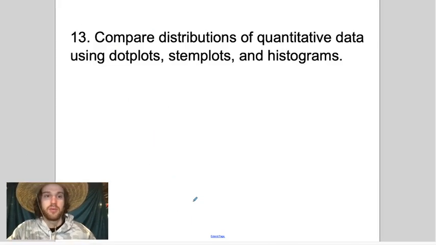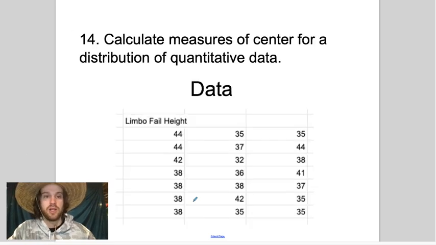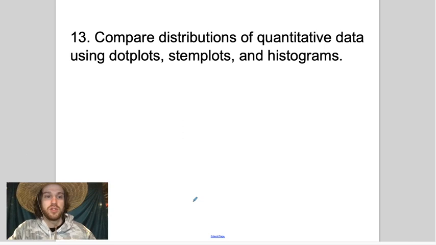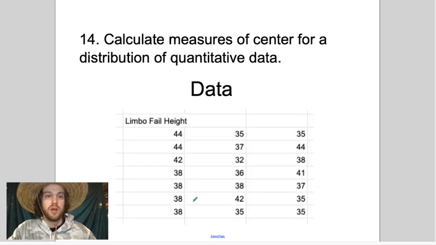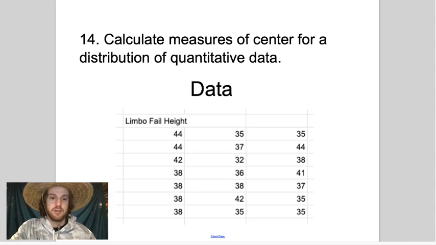Okay, let's keep cruising. Compare distributions of quantitative data using dot plots, stemplots, and histograms. I forgot to copy in an image here. You know what? We're going to do that a little bit later. We're going to compare two distributions at the very end, so we'll be good. Calculate measures of center for quantitative data.